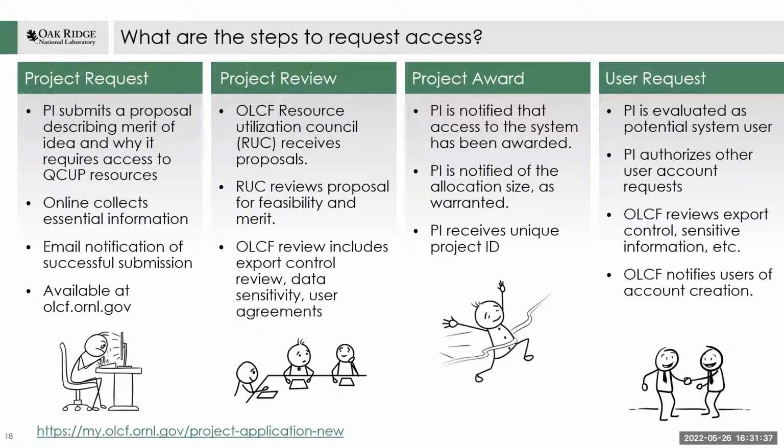We'll collect that information and put that through our Resource Utilization Council, or RUC, in order to review the proposal, both for feasibility as well as its technical merit. Once we do some additional reviews, we'll notify the PI that it's been awarded, and then you can receive your project ID and start recruiting your users to the project. Of course, everybody gets vetted before they get on these systems, but we do have user access, assistance, and science engagement teams on hand to help out when it comes time to start working with the devices.